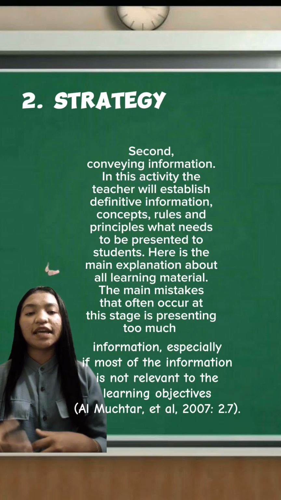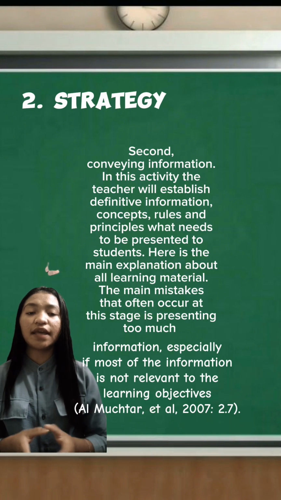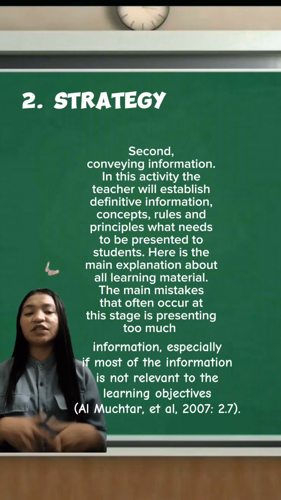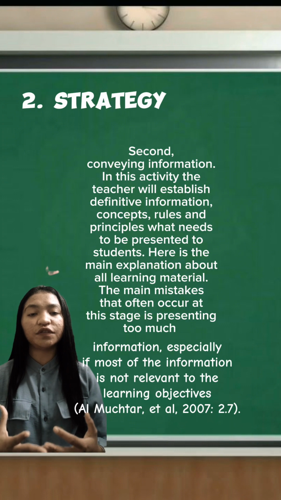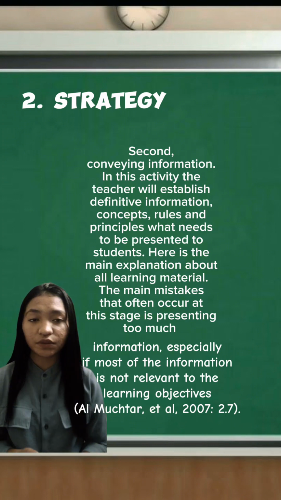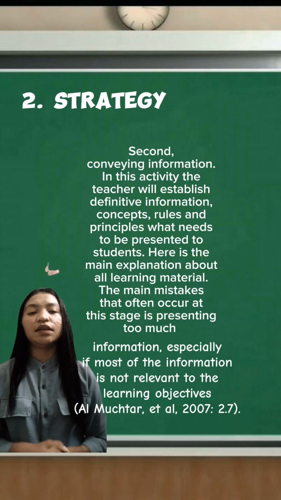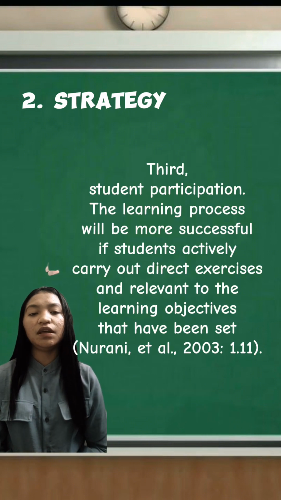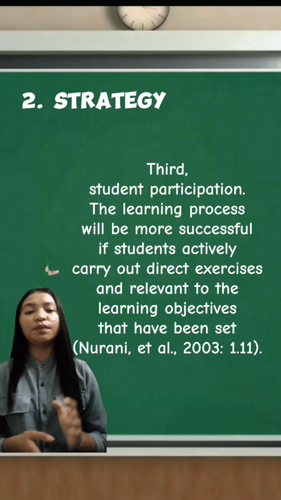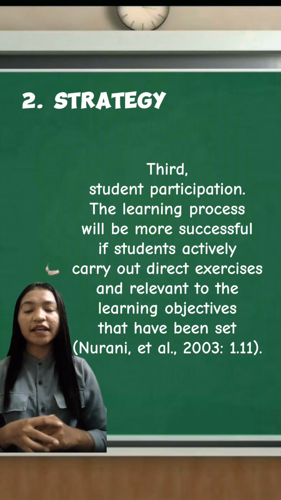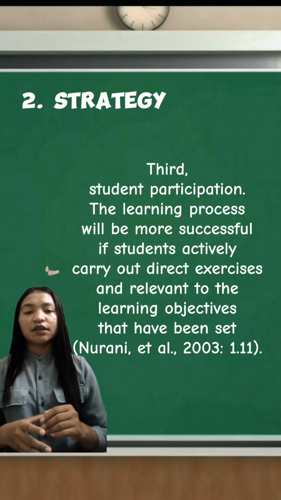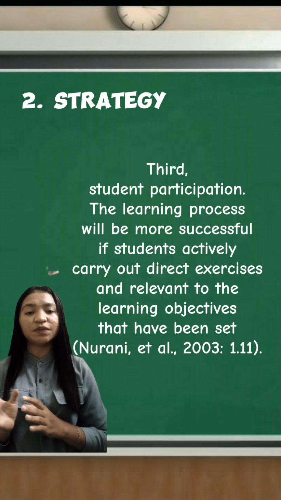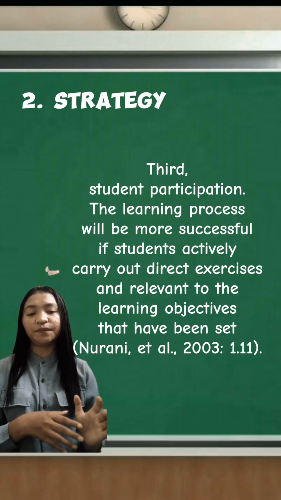The main mistake that often occurs at this stage is presenting too much information, especially when most of the information is not relevant to the learning objectives. Third, students' participation. The learning process will be more successful if students actively carry out direct exercises relevant to the learning objectives that have been set.